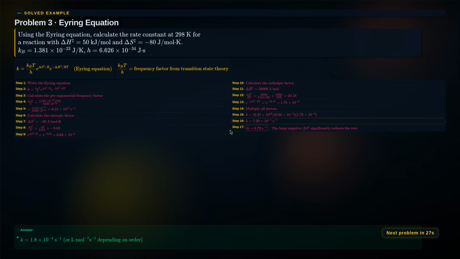Multiply all factors. k equals 6.21 times 10 to the 12 times 6.63 times 10 to the minus 5 times 1.75 times 10 to the minus 9, giving 0.72 per second. The large negative ΔS‡ significantly reduces the rate.